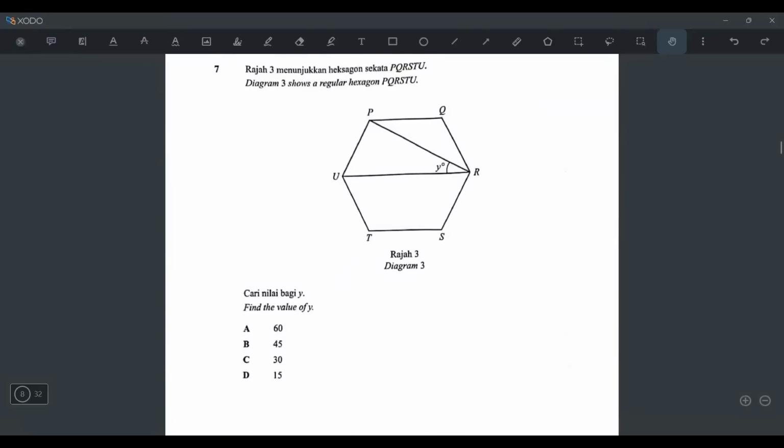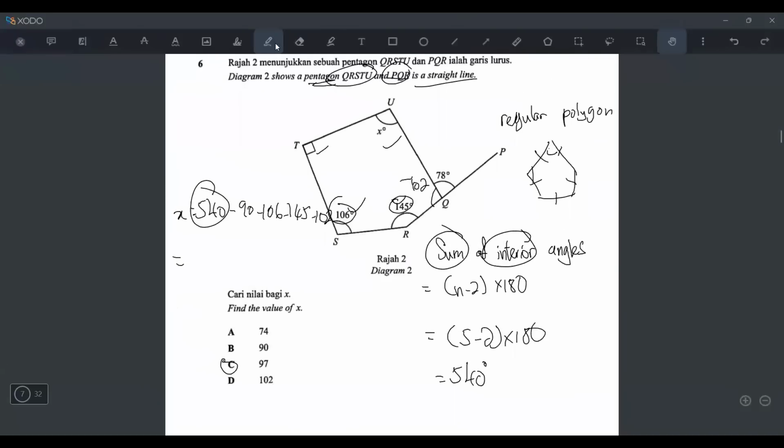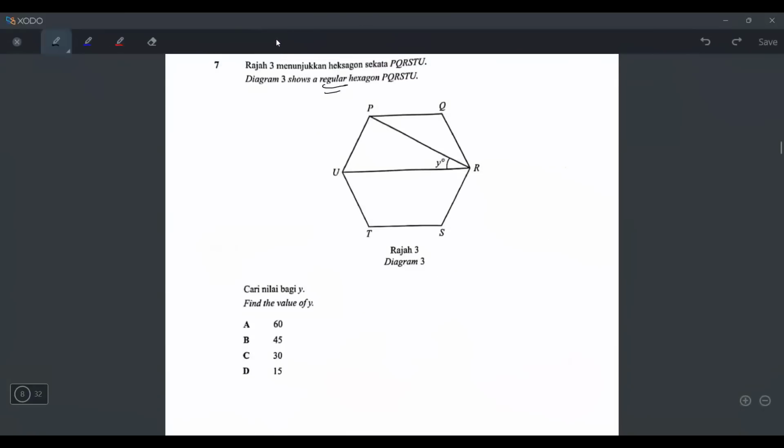Okay, number 7. Diagram 3 shows a regular hexagon. Just now in number 6, I mentioned already, right? If it's regular, what can you do? You can divide by n. This is the time to do it. So the sum of interior angles, but I already memorized it. I know it's 120, 120. And then 180 minus 120 is 60, divided by 2 is 30, 30 here.